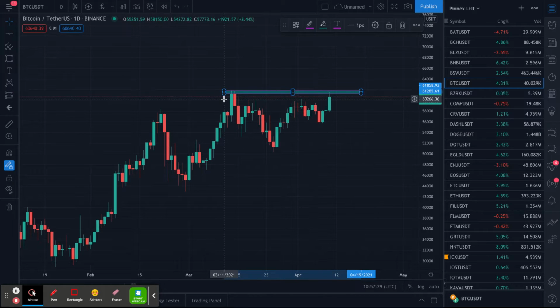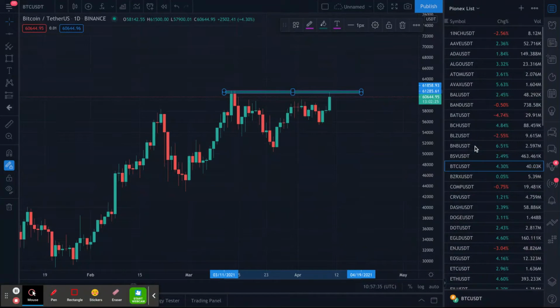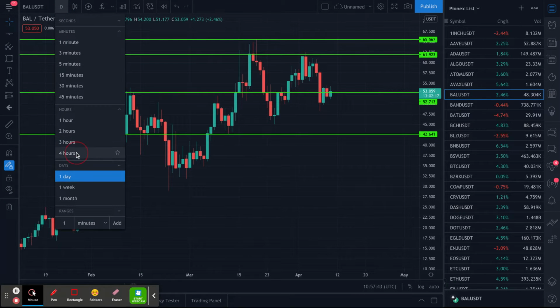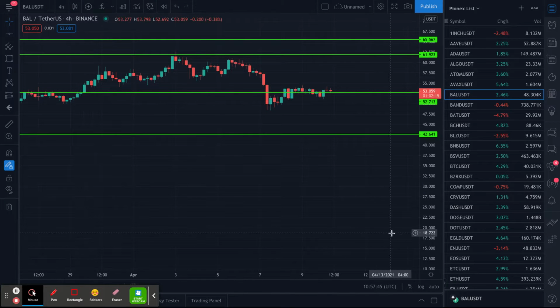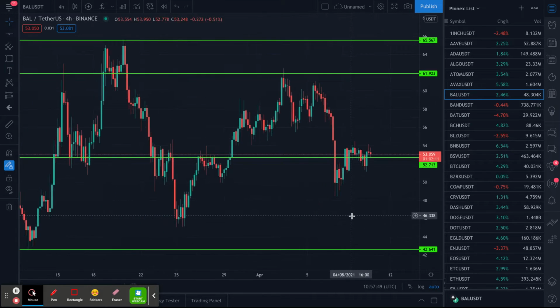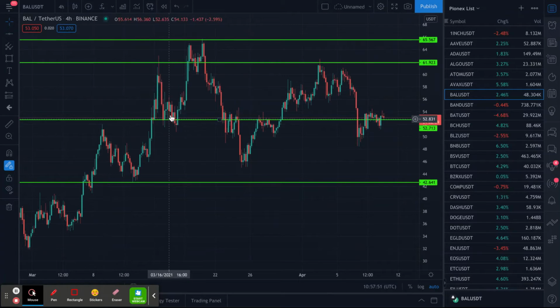Now, the reason why I flipped over to Bitcoin is just because I know that it hit that. So let's go back to where we were. What were we on? BAL. Okay, so this is our chart. This was a 4-hour chart. Let's get it back. So if you're looking at this and you're seeing, oh, okay, people right in this area.